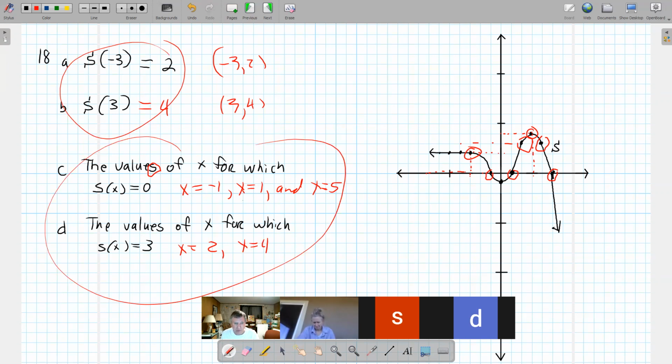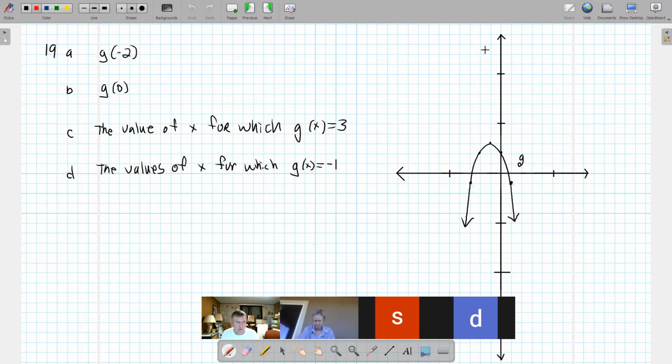Okay. Next question. Another one of the same things. G of -2. All right. So the input x is -2, which would be right there. What's y?